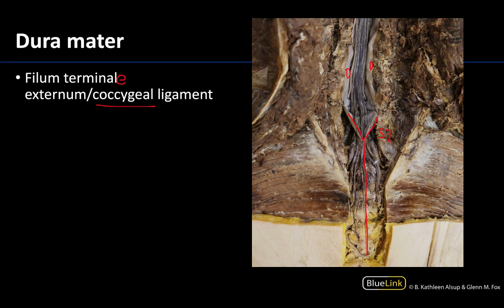It will also envelop the filum terminale internum, which is an extension of the pia mater. So the internum will travel through the dural sac, and then once it gets to this region at the end of the dural sac, the filum terminale externum will envelop that, and they'll travel together as a coccygeal ligament.